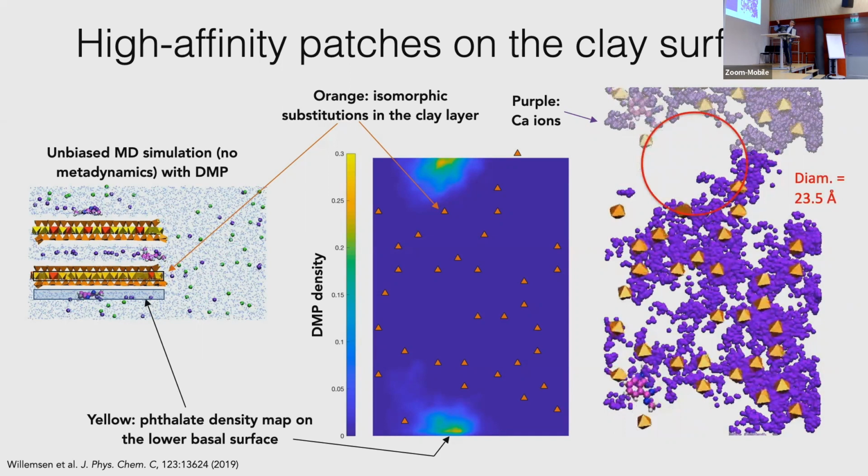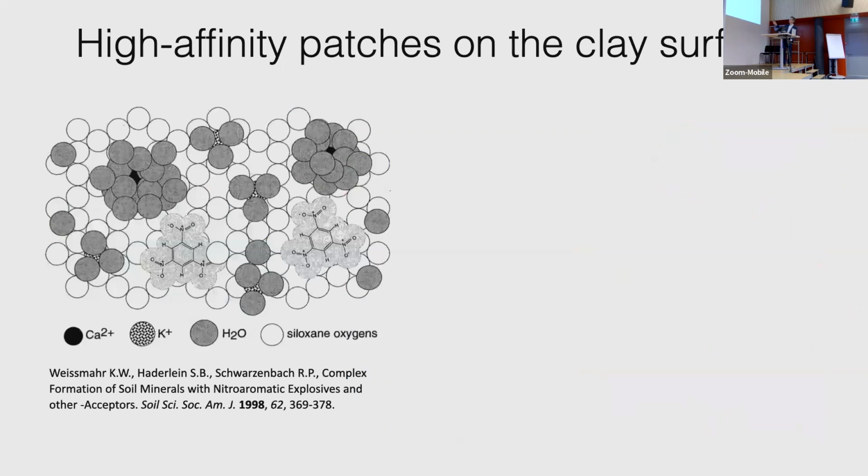So we can predict how strongly they're adsorbing, and we can see where they're adsorbing. We were pretty excited about that. Unfortunately, it turned out that people already knew that. This is a paper from 1998 that, based on some infrared data, is inferring that these TNT molecules are adsorbing on uncharged patches of smectite surface where water is not so strongly held to the surface because there's no exchangeable cations to solvate.